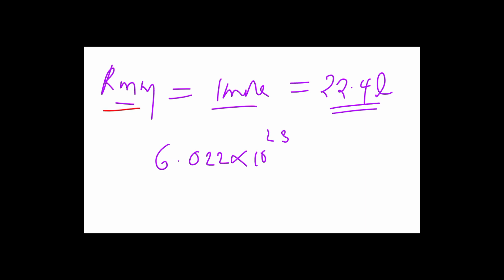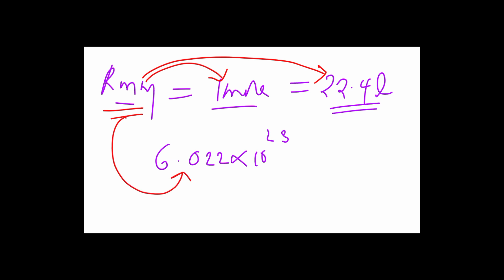RMM is equivalent to 1 mole, and this RMM will occupy 22.4 liters, and the RMM contains 6.022 into 10 raised to 23 particles, ions or molecules. Same is the case: 1 mole is equivalent to its RMM, and 1 mole will occupy 22.4 liters, and this 1 mole will contain 6.022 into 10 raised to 23 particles.